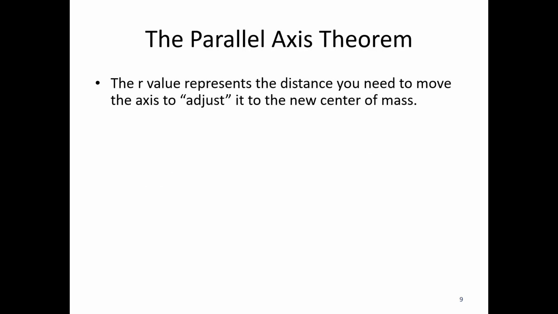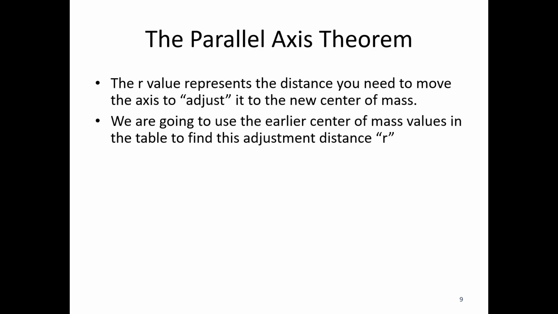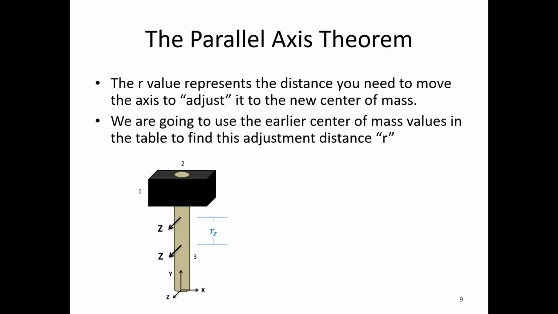So the r value represents the distance, and this is the adjustment piece of this. We're going to use the center of mass values in our table to find the adjustment distance r. That's why we found those distances or those locations earlier. In some cases, we're going to adjust to the center of mass. So if I'm finding the moment of inertia about the center of mass, I would have something like this. The center of the cylinder is going to be somewhere around here. The center of mass of the whole hammer is going to be somewhere closer to the head because most of the weight is up at the top here. So this might be my RZ value.